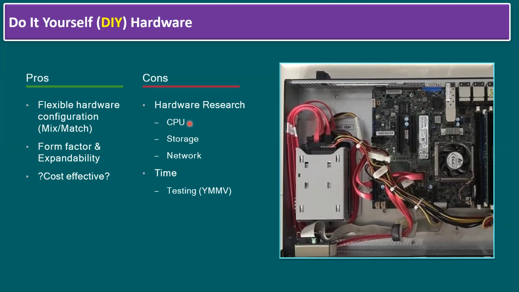And the cons: hardware research may take time, which CPU you want to choose, either Intel, or AMD, or any of the other ARM processors. And storage also, there are different varieties of storage available in the market. You can choose based on your requirement, let's say 1 TB or 2 TB. Based on your requirement, you choose the specific storage devices, and network as well. And generally testing may take a longer time. That means YMMV, your mileage may vary. Okay, so this is about do-it-yourself hardware.